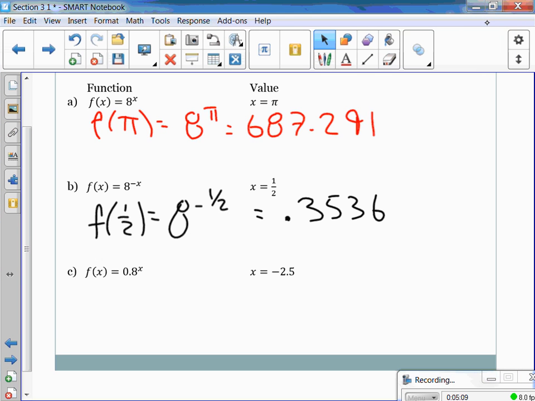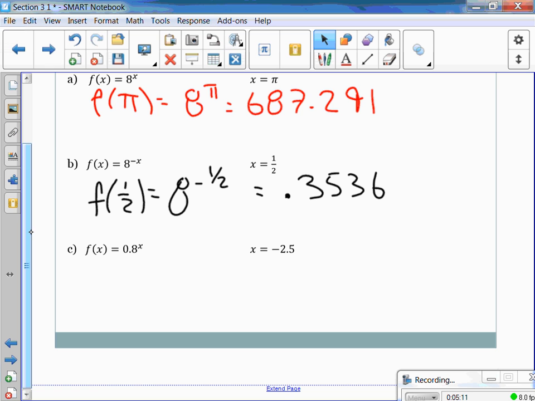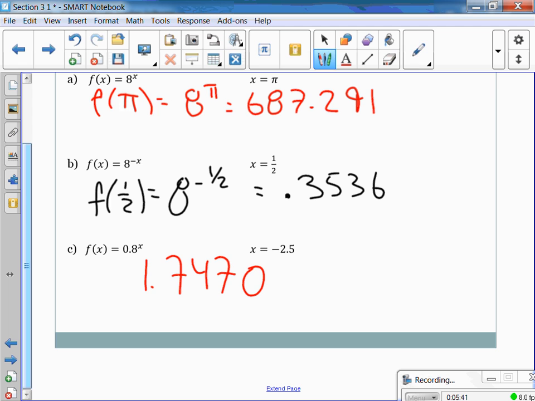And for our 0.8 raised to the negative 2.5, you keep on saying the same thing. I will not say the same thing when it comes to test time, right? So 1.7470 and so forth. Difficult stuff, I know.